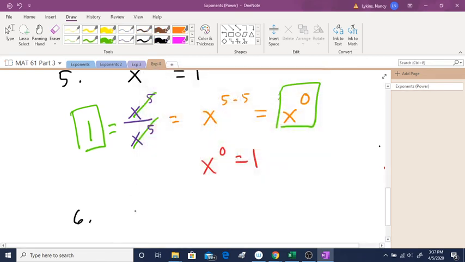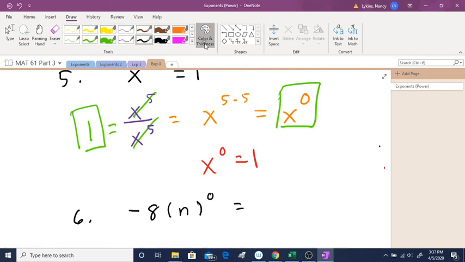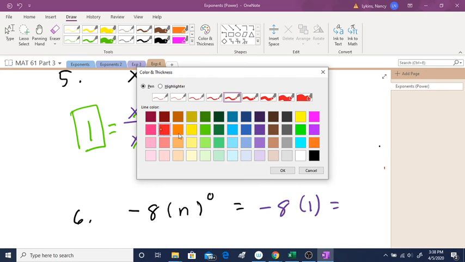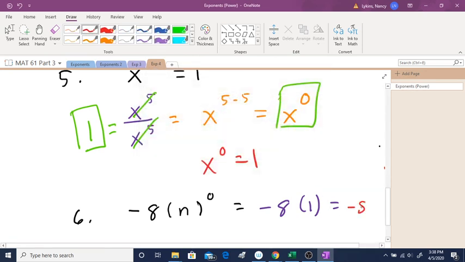Now, what about if we put maybe negative 8, and then we'll say n to the 0 power? Well, my negative 8 stays where it's at. N to the 0 power is just 1. So negative 8 times 1 is negative 8.